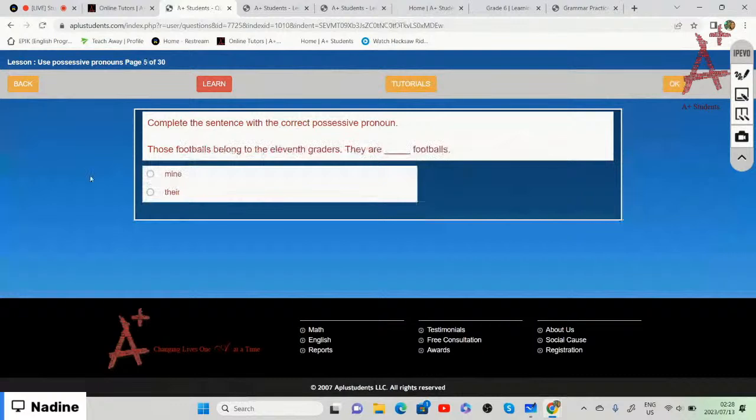Those footballs belong to the 11th graders. So if the footballs belong to the 11th graders, then they are, is it mine or their footballs?